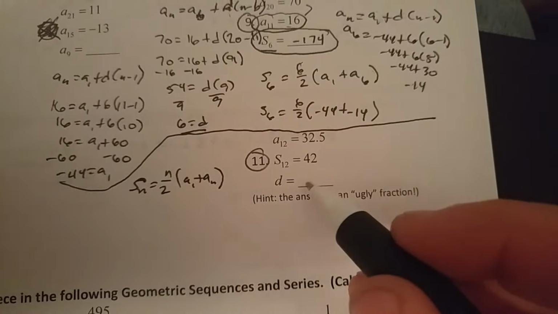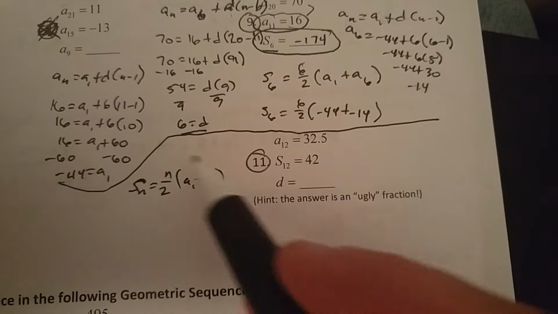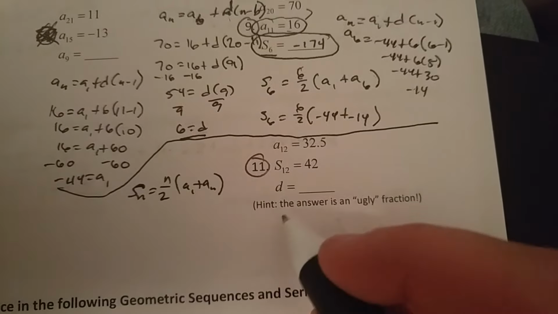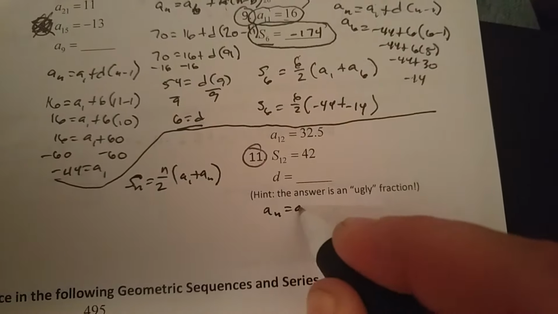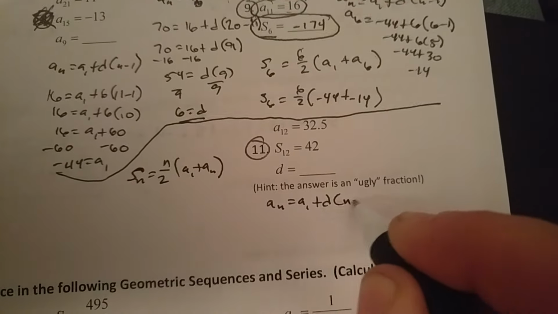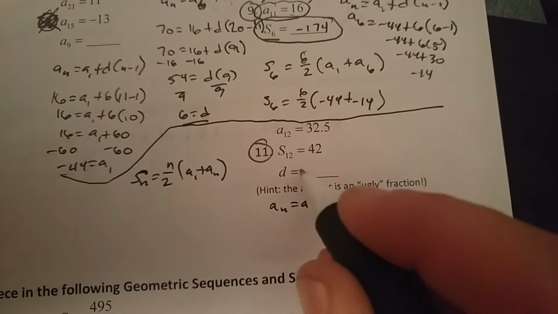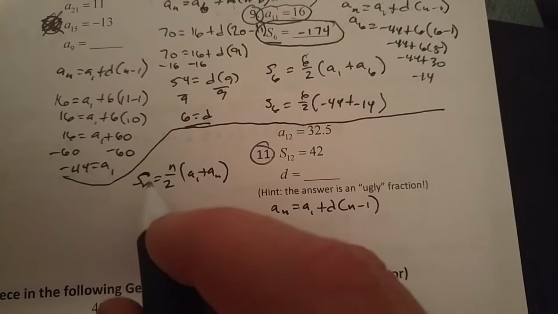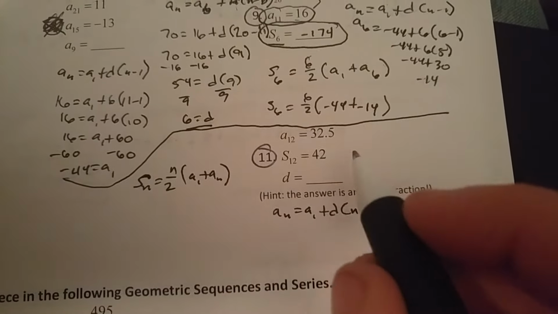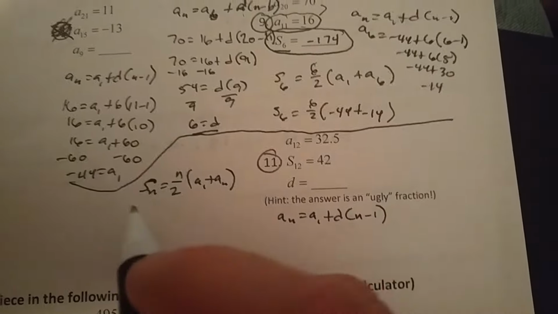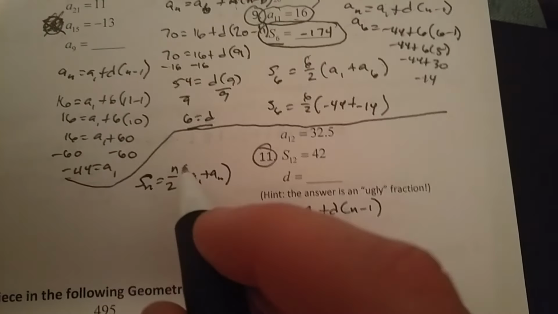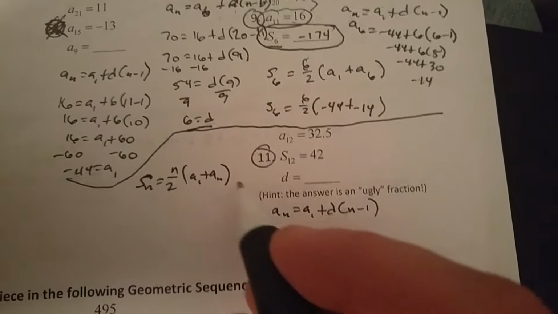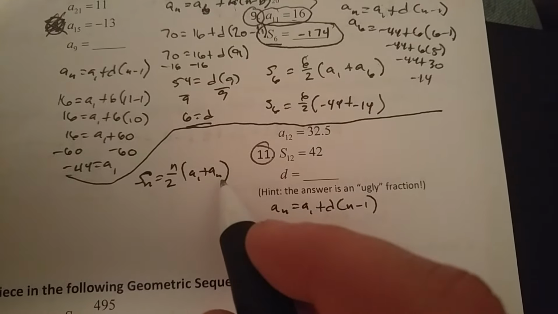But I'm also looking for D, and since D does not appear in this summation formula, I know I'm also going to have to use the explicit formula to pull that D in so that I can figure out what D is. So let's fill in what we know in the summation. I know that S sub 12 is 42, so I know two things. I know that 42 goes here for S sub n, and I also know that 12 goes here for n, and that 12 goes here on the A sub n.